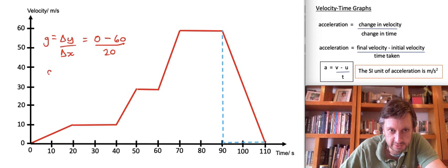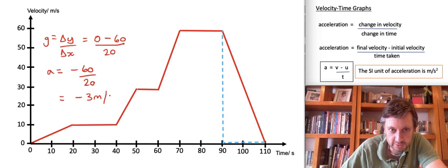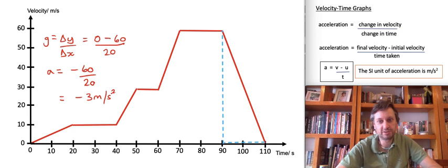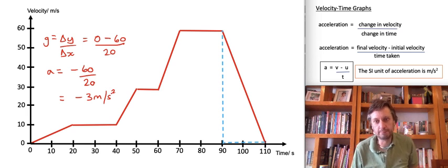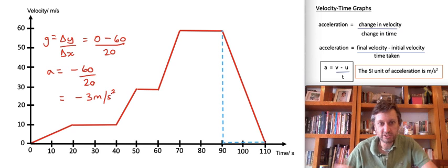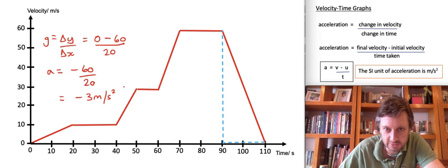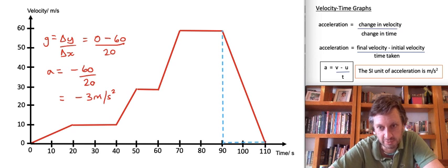Okay, so therefore, in this case, my acceleration equals 0 minus 60, which is minus 60, divided by 20. I have an acceleration here of minus 3 meters per second squared. Now, you might think that's a bit strange, and you might think I've made a mistake. But acceleration can be positive and negative. And when you get negative acceleration, we could also call that deceleration.